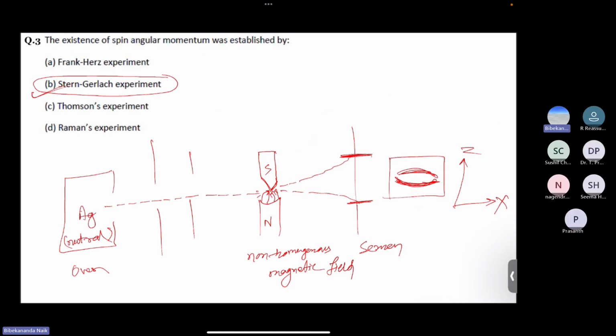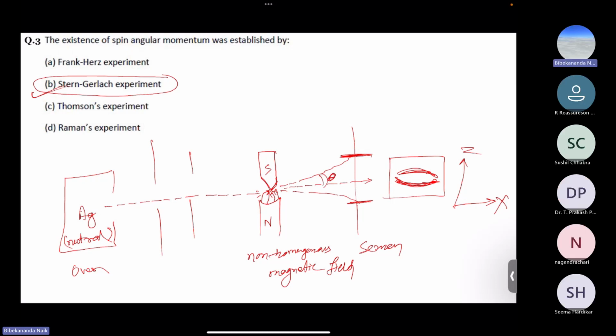Now, why is there a non-homogeneous magnetic field? Because if the magnetic field is homogeneous, then there will be only torque, so it will rotate, but it will not experience a deflecting force. Here, if it was not deflected, it would come straight like this. But in place of that, it is coming to this point and this point, because it is experiencing some bending force. So this bending force will be given by Fz equals del B by del Z into mu Jz.